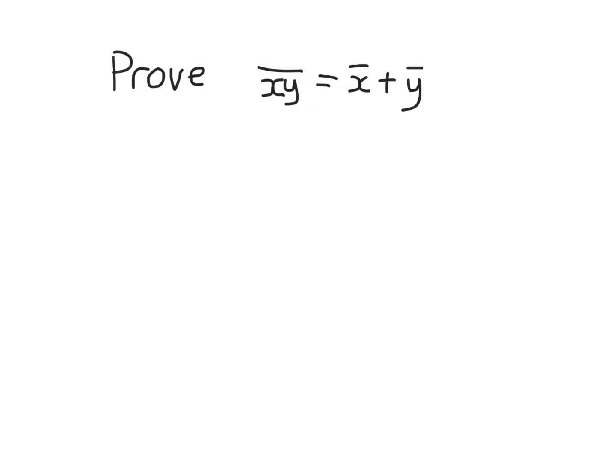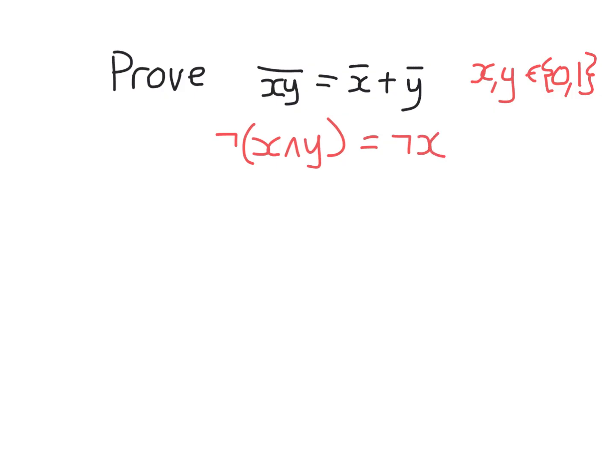So we want to prove that the complement or negation of xy is equal to the complement of x plus the complement of y. So we're in Boolean algebra, so x and y can each take a value that's either 0 or 1. Just like in ordinary algebra, xy means x times y, or x and y. We can write this first statement as the negation of x and y. And we know from De Morgan's laws that this is equal to not x, negation of x, or not y.